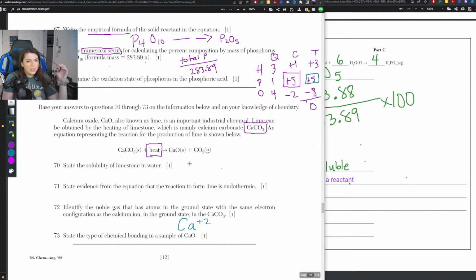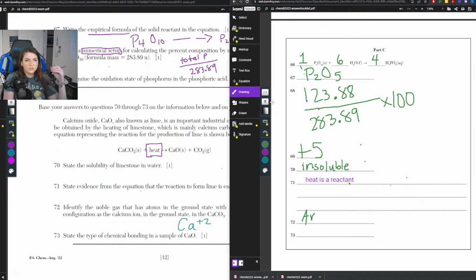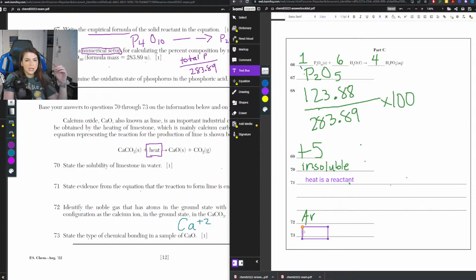State the type of chemical bonding in calcium oxide. Calcium oxide is a metal bonded to a nonmetal, and obviously they have to transfer electrons in order to do that, which makes this an ionic bond.